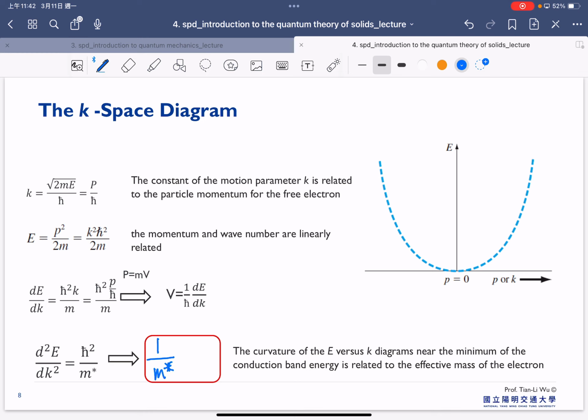1 over m star is equal to 1 over h bar squared, times the second derivative of the energy versus K here. Especially, this m star means the effective mass.